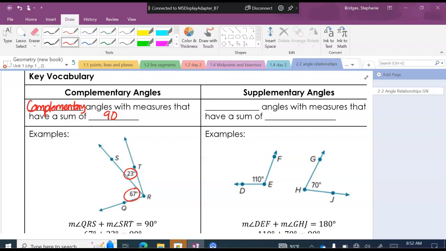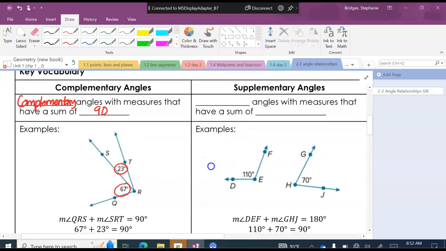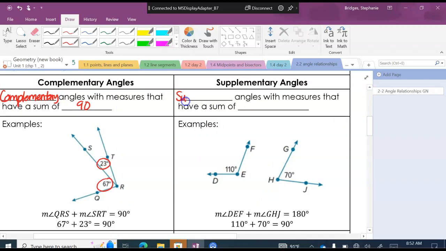The other pair of angles is called supplementary. Okay. Supplementary angles are two angles who have a sum of 180. Two angles who add up to equal 180 degrees. Supplementary. Okay, you have to remember the difference between complementary and supplementary. Okay, complementary is 90, supplementary is 180.